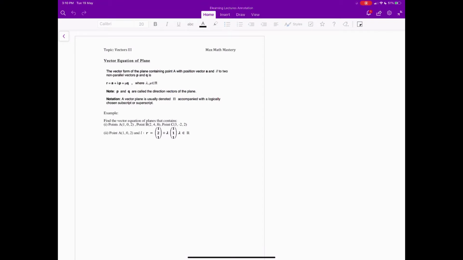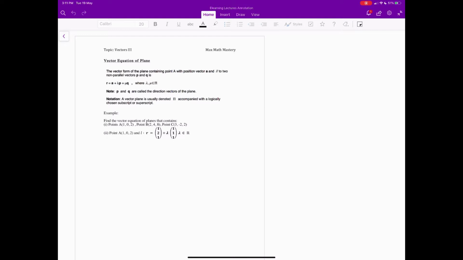Hi guys, welcome to Vector 3. Vector 3 will be talking everything in relation to planes. So we can touch on point to planes, line to planes, and relationship between planes as well. Okay, so first off, we're going to learn how to find the vector equation of a plane, followed by the scalar product of a plane and the Cartesian equation of the plane.